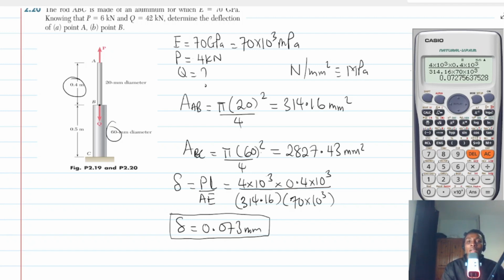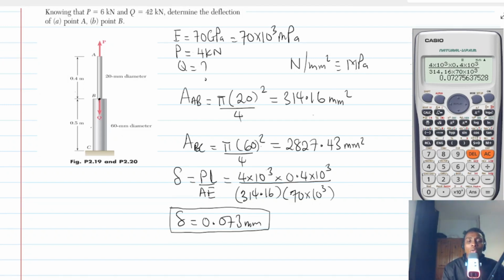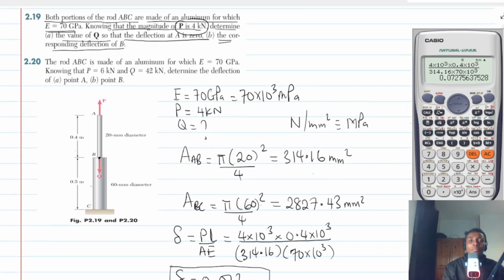Okay, now let's look at this carefully. In BC, what will be the force in BC? So the force in member BC will actually be... all right. So now let's do something here.